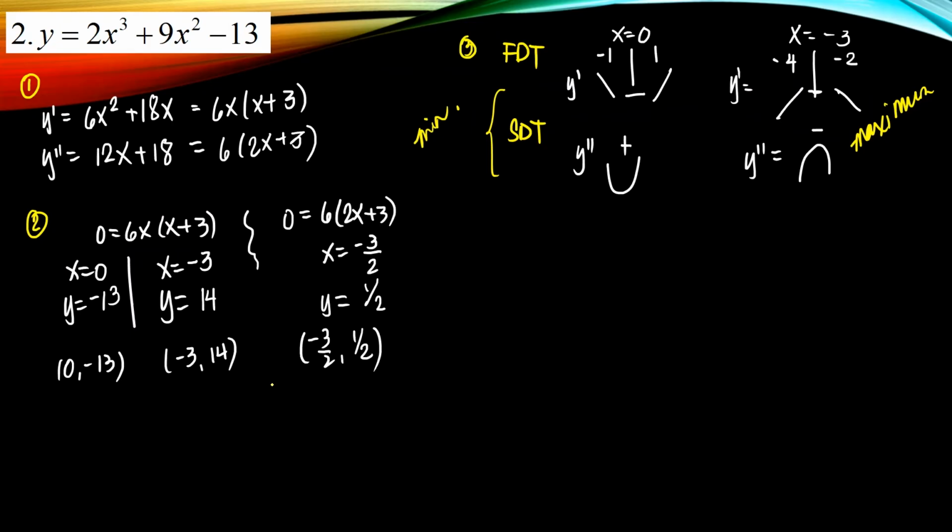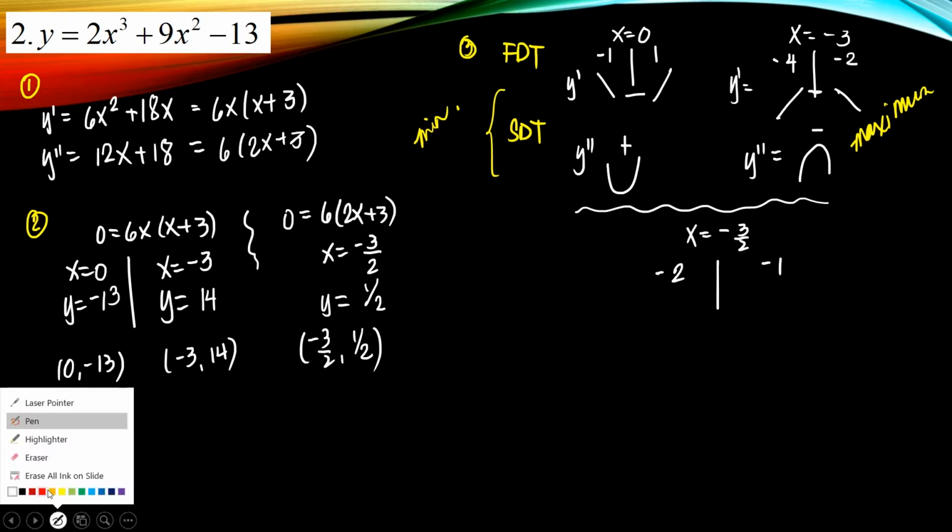All right, let's go to the next point. x is negative 3 halves. So negative 3 halves is negative 1.5. Since it's negative 1.5, negative 2, and negative 1. As I said, let's just think of those values. First derivative test and second derivative test.